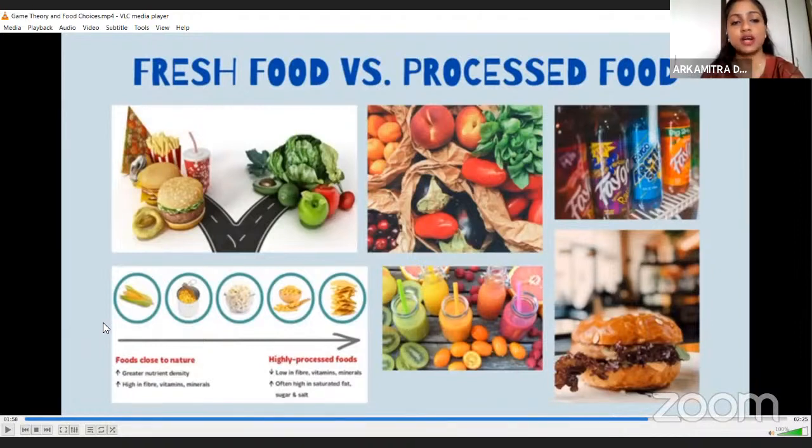It may lead to carcinogenic and endocrine disruptions because of certain properties like the bisphenol A, which this packaging contains. Okay. Are you all with me so far?